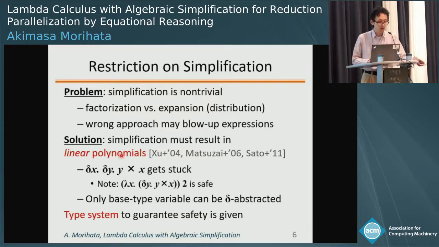Under this restriction, for example, delta x, delta y, y times x is a stuck term because it consists of the multiplication of delta abstracted variables. In addition, under this restriction, only base type variables can be delta abstracted, because for function types, it is not easy to provide a good strategy for simplification. And in order to check this requirement, in this paper, a type system to guarantee safety is given.